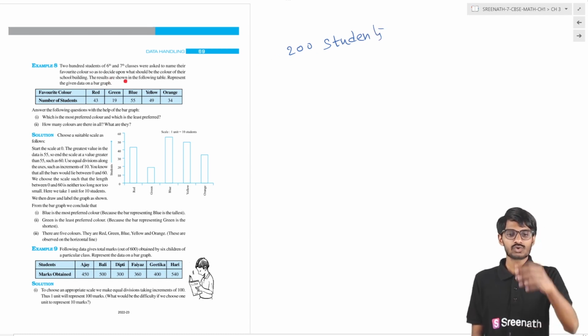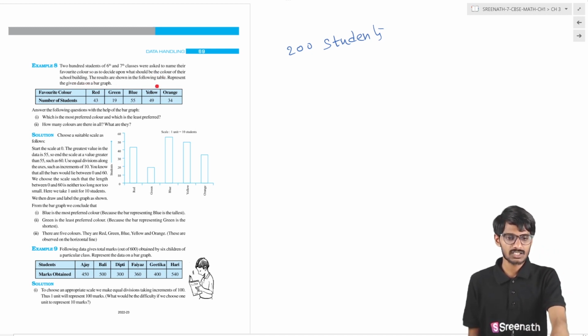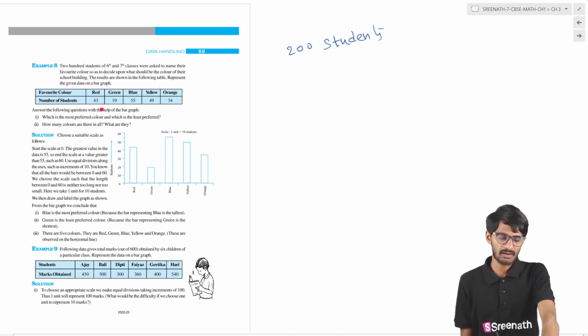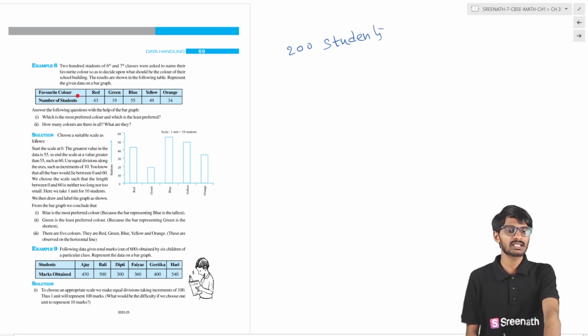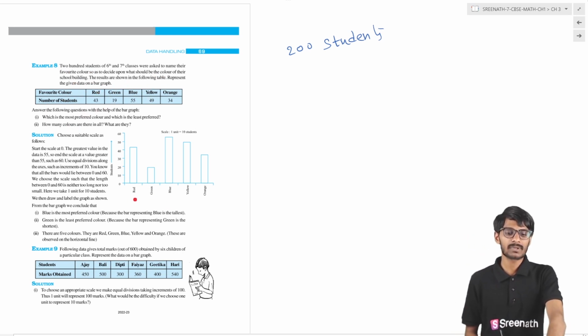Okay, students. So as to decide upon what should be the color of their school building, the results are shown in the tally and the graph table, students. So if you see what is the favorite color, red, green, blue, yellow and orange are the favorite colors. So we are representing those as the width on the x side. The total number of students is 200.